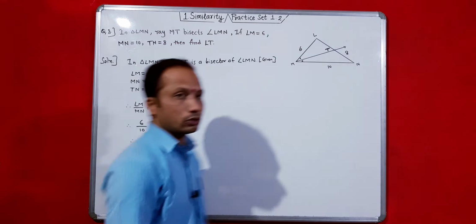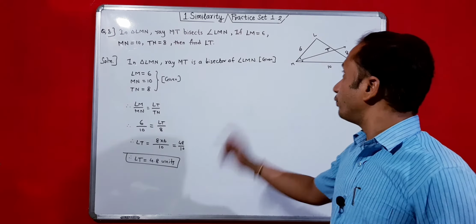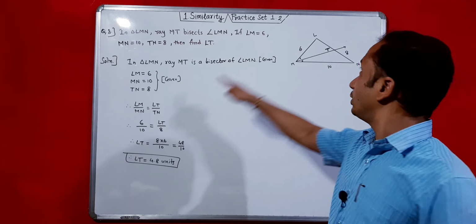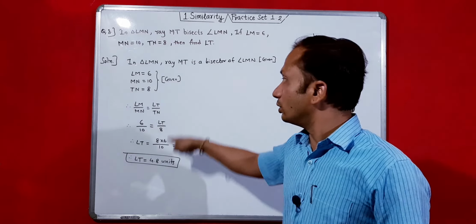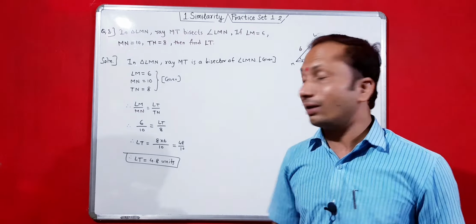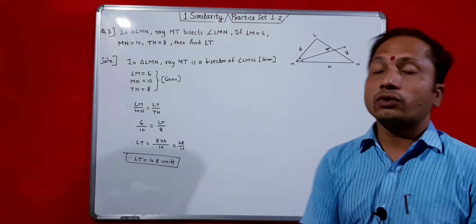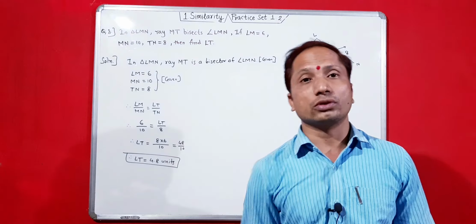LT is equal to what? This 4.8 units. So this is the given. This is the diagram, then put the values, do the calculation and solve it. This is question number 8, and now we are going to solve question number 9.